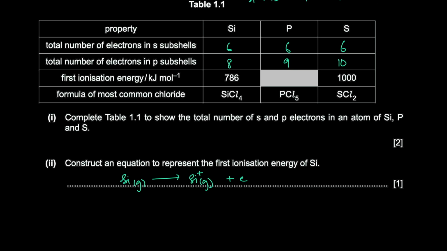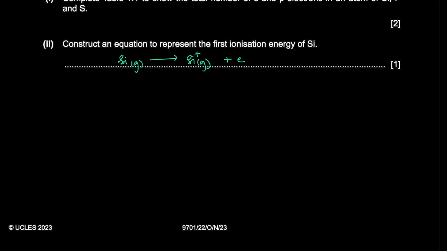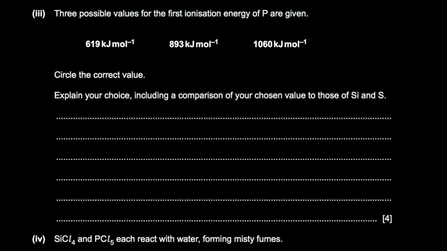Now the value for silicon given to us is 786 and the value for sulfur is 1000. Okay, so I'll write that down. For silicon, the value given to us is 786, and then for sulfur, the value given to us is 1000. So where do you think phosphorus is? Now if you guys remember, silicon is 3p2, right? It ends with 3p2, so it's argon and then 3p2. And then sulfur is argon 3p4, right? The configuration, whereas phosphorus is argon 3p3.